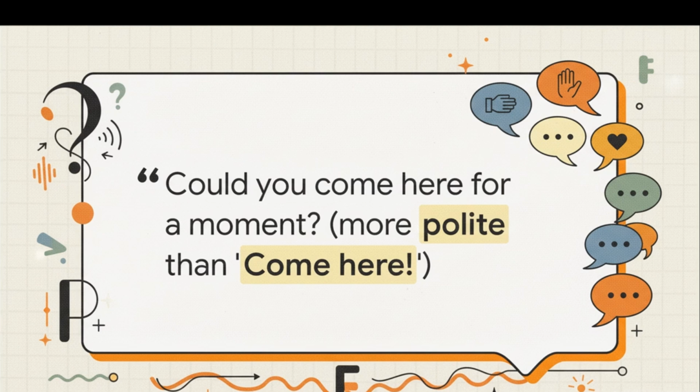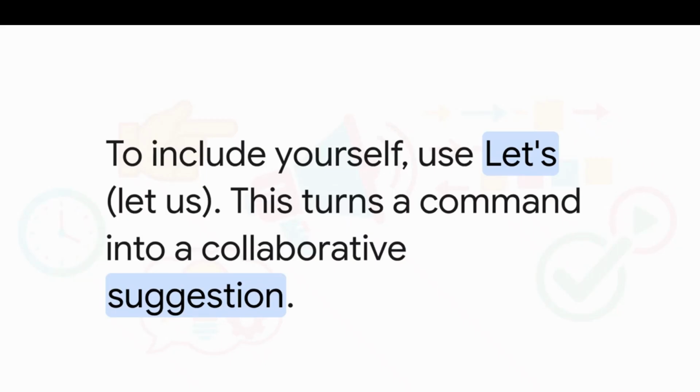Or you could rephrase the whole thing as a question. There's a subtle difference, right? Please come here is still a command, just a polite one. But could you come here? Well, that's a request, and it often feels a lot softer. Oh, and let's is such a fantastic tool for making suggestions. It's just short for let us, and it completely changes the dynamic of what you're saying. Instead of telling someone what to do, you're basically inviting them to join you. Let's go to the swimming pool feels so much more collaborative than just go to the swimming pool.